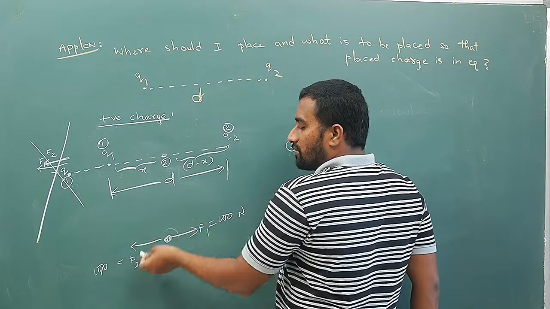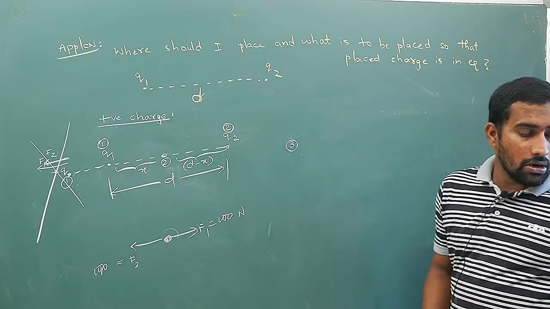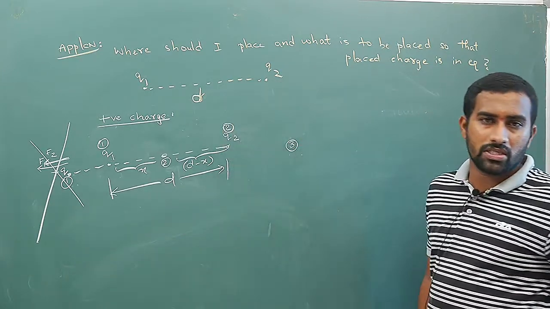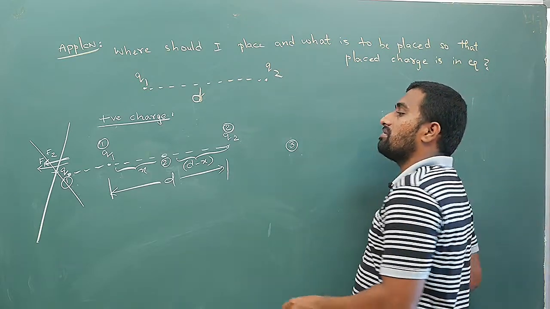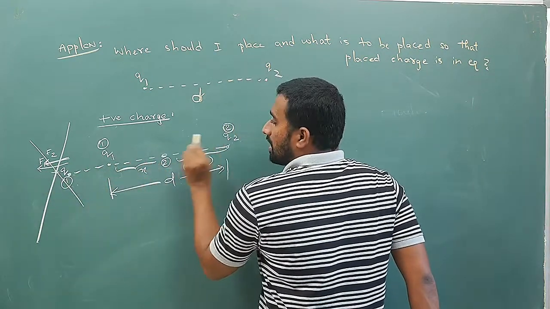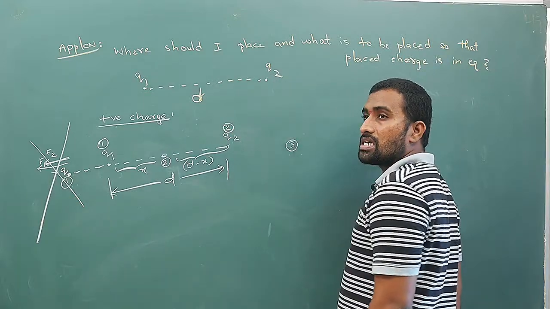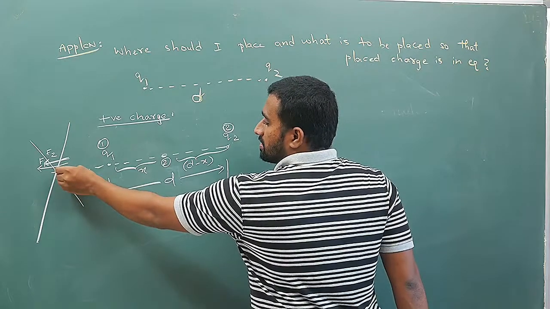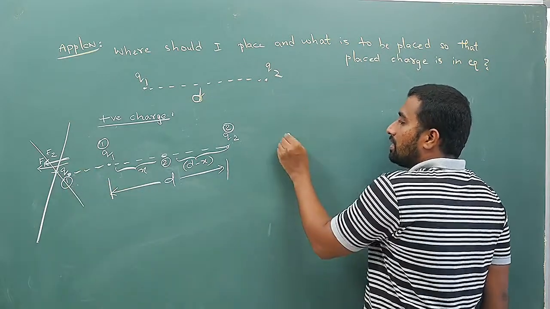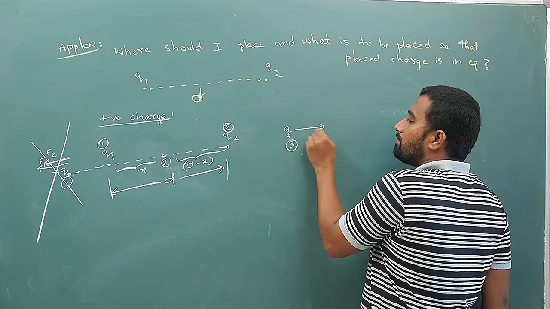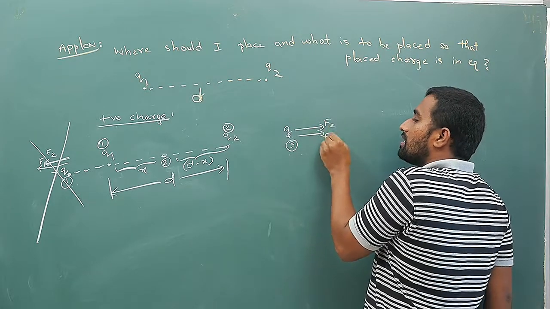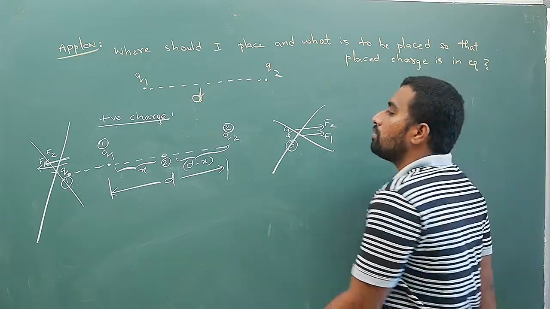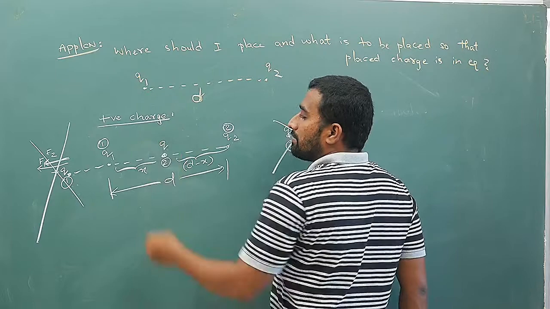You must have equal forces acting in opposite directions. Here the charge is repelled by both, so the net force is not 0 if you are placing it at position 1. Similarly at position 3, because of Q2 and Q1 there is repulsion, so net force is not 0, not possible here also. So you must obviously keep it somewhere here in the middle.